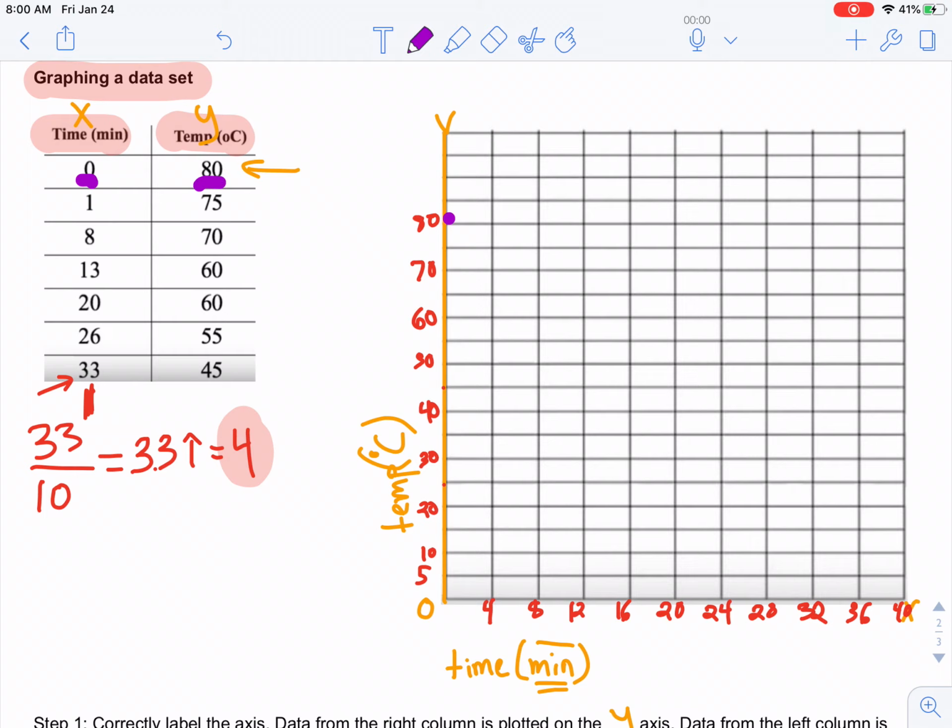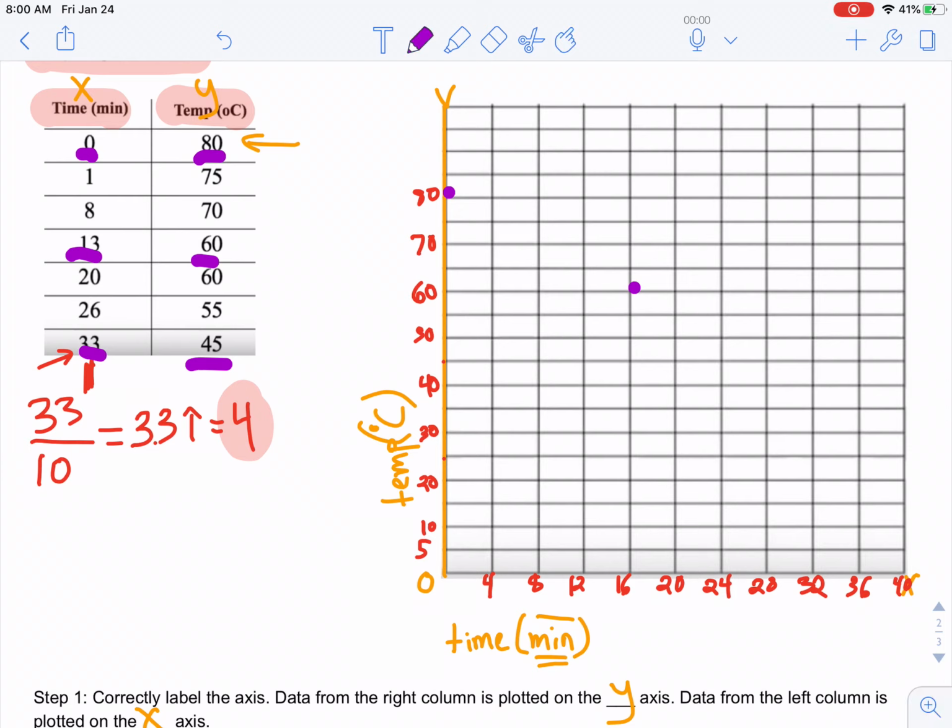Let me just jump ahead: over to 16 and up to 60. Over and up, and I'm going to put my point right there. And let's just do one more, 33, 45. So over to 33, up to 45, boom. And I'm going to put my point right there at that spot, 33, 45.